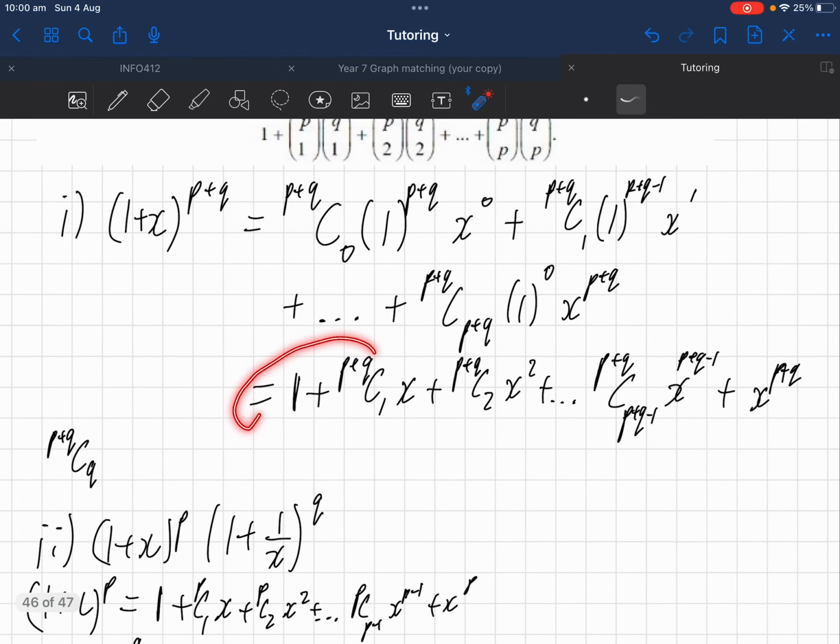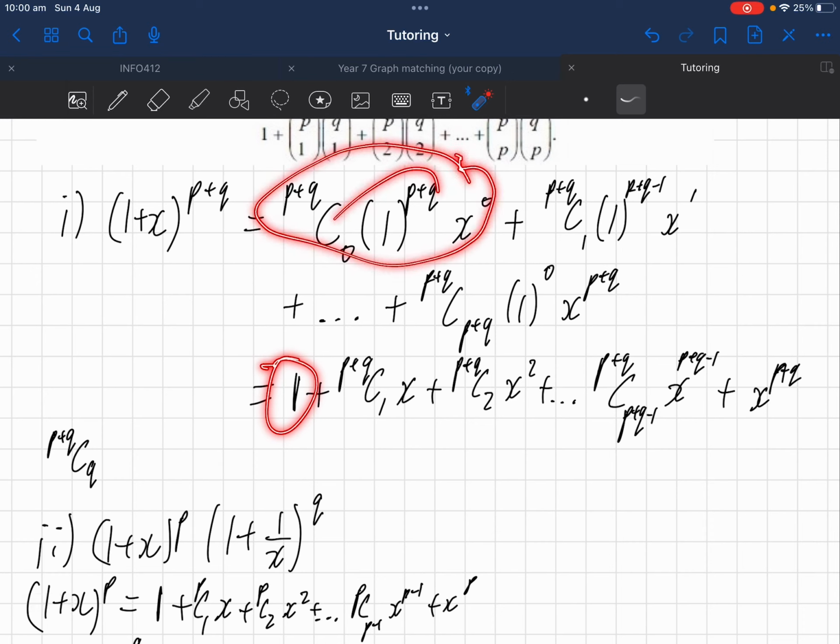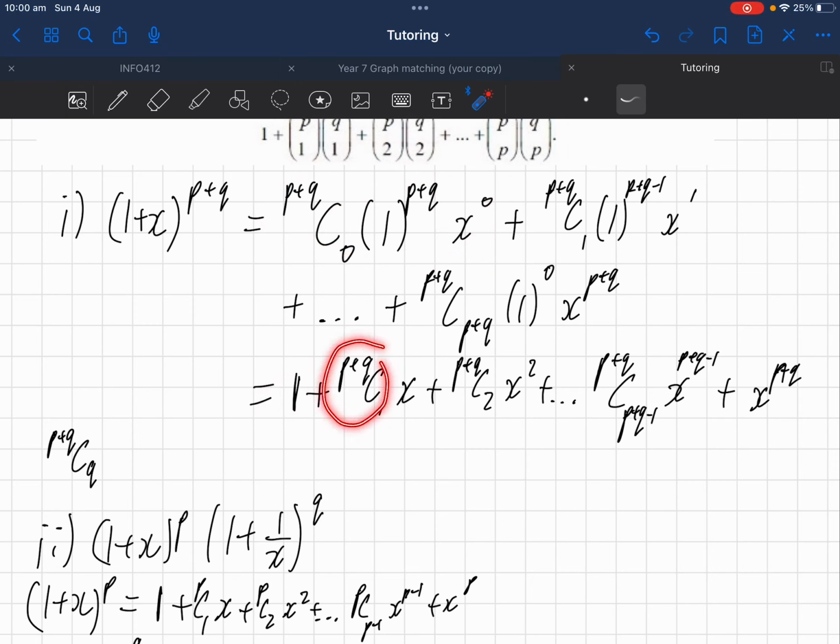The first term is just 1. That's pretty easy to see. X to the 0 is 1. P plus anything choose 0 is 1. The 1 is obviously still a 1, so it's just 1 at the start. Then p plus q choose 1. We're up to 1 now, so x to the power of 1. Then p plus q choose 2, x to the power of 2. And you keep going until you get to that.